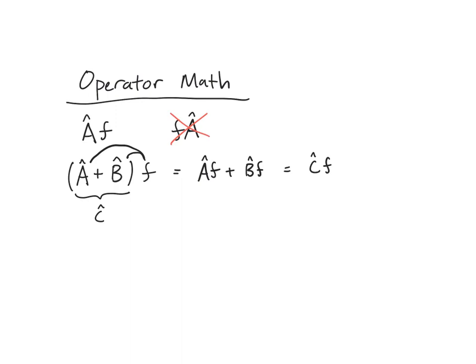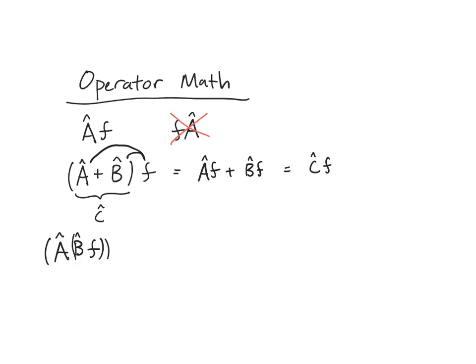How about if two operators are acting in succession? If I have A hat that's acting on B hat, that's then acting on F, it is important to note that the operators will act from the ones that are closest to the function outwards. So you would first have to apply operator B, and you would have to apply operator A after that.